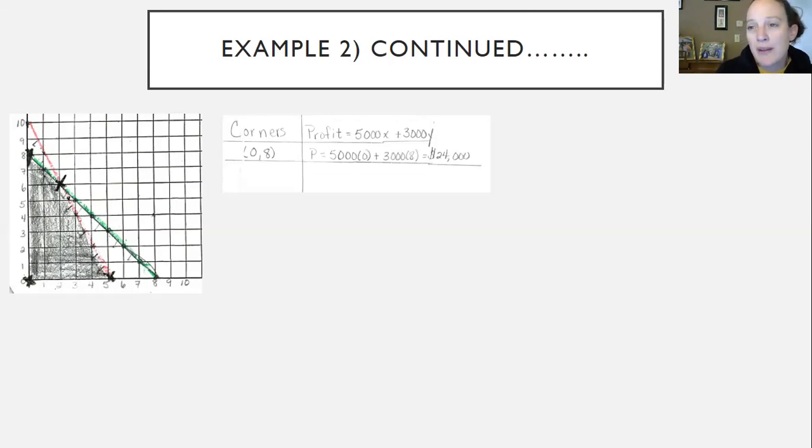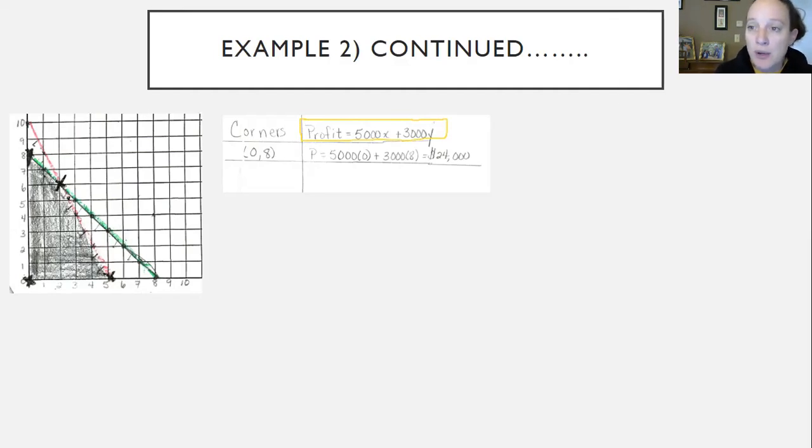And what about that maximum profit? Notice they didn't give you the profit function. I just wrote it for you. Well, what does that mean? Well, they told us you get $5,000 for every acre of wheat, and you get $3,000 for every acre of barley. So profit has to be 5,000X, however many we plant, plus 3,000Y. So I wrote that, okay, that's my profit function that was given in the problem. And I've done the first one for you. So X was 0 and 8 was your Y. So when I plug that in, I get a profit of $24,000.